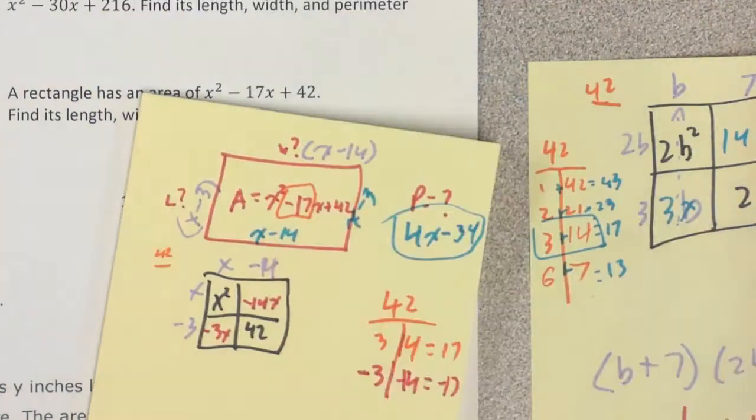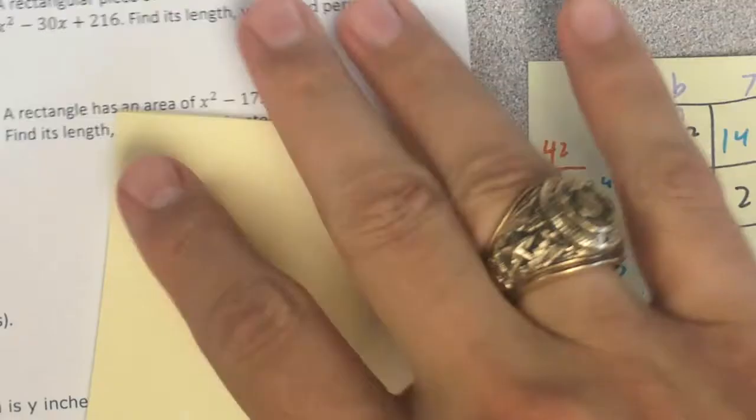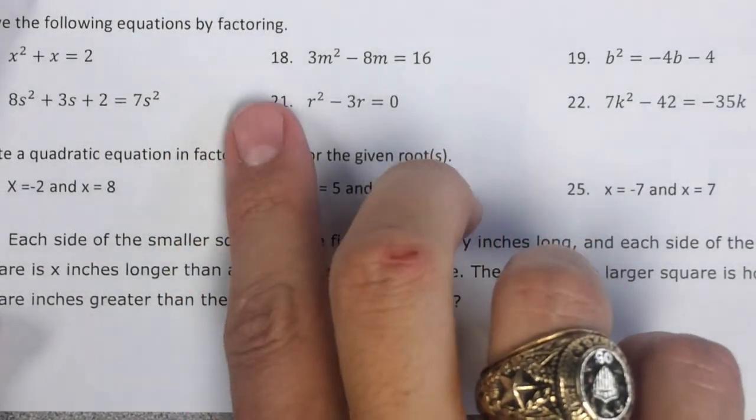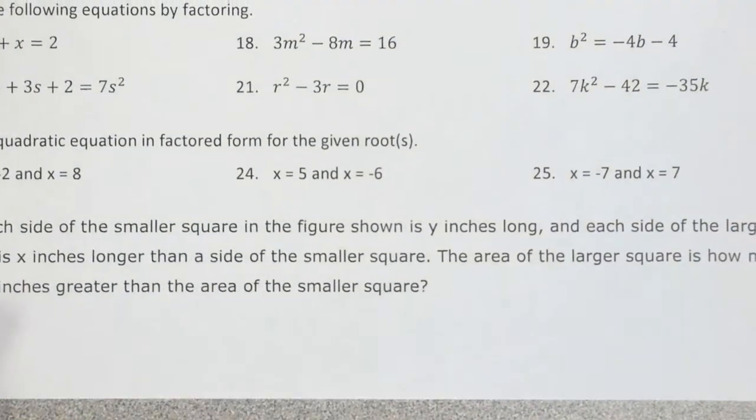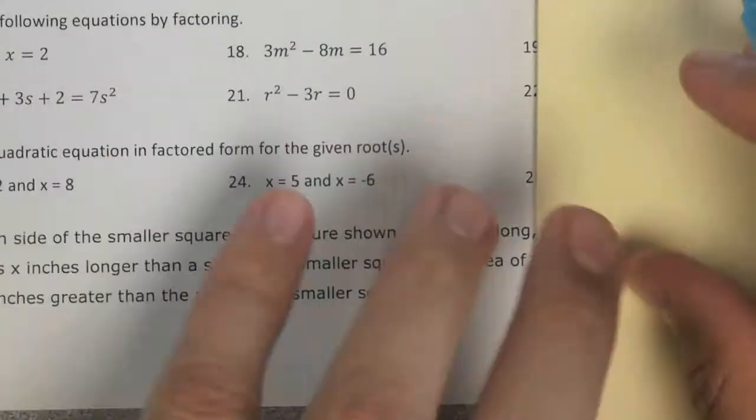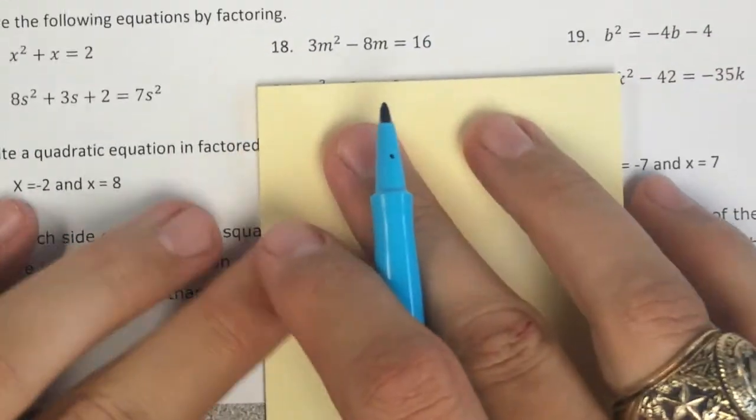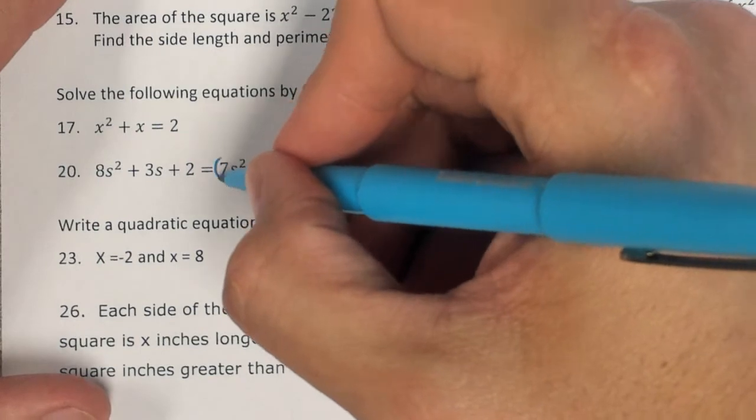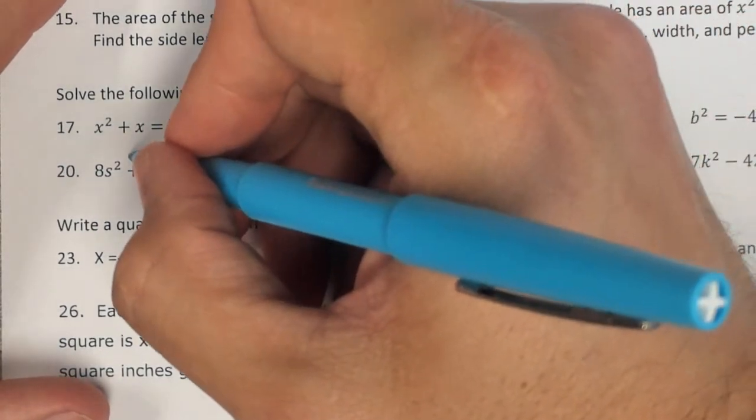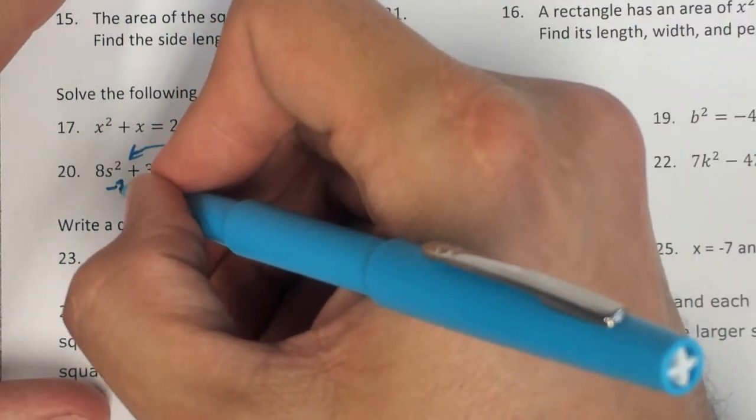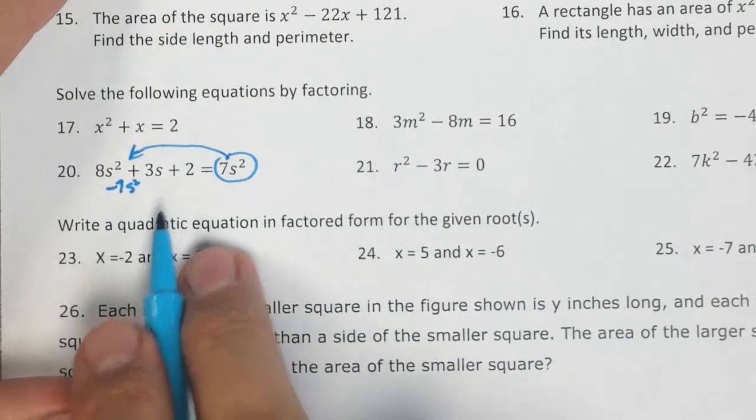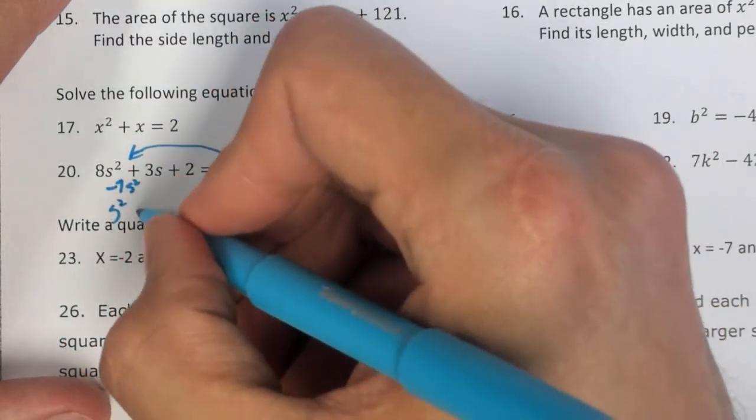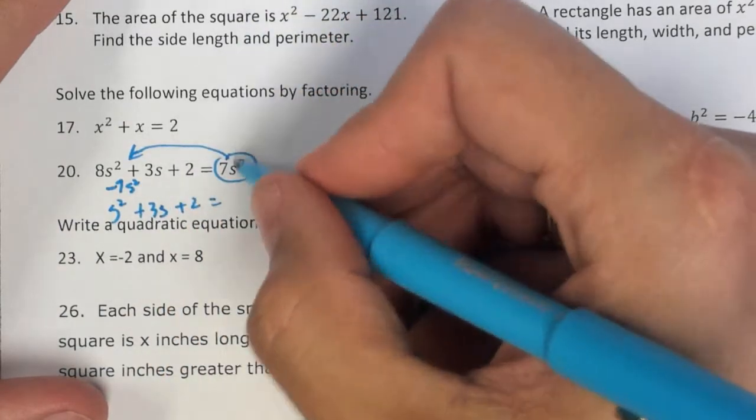Okay, let's go ahead. I've done some examples for solving. The only thing I am going to talk about before we get done with this is if I have my equation, let's actually do 20. I have to put this in standard form and set it equal to 0. Somehow I have to get rid of this. I'm going to move it over here, but when I move it, it's going to become negative 7s squared. So when I rewrite this, I have 8s squared and negative 7s squared. Combining those just gives me s squared plus 3s plus 2, and now that's going to equal 0.